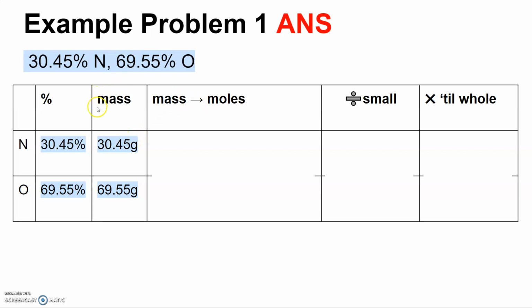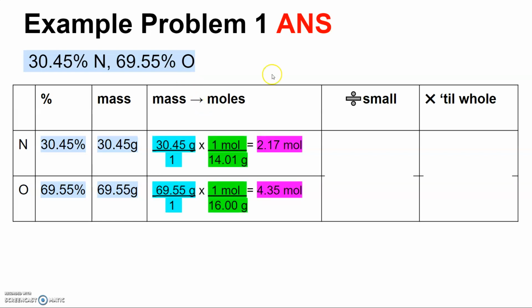Now the next step, after percent to mass, is mass to moles. We know how to convert from mass to moles, right? So we're going to use dimensional analysis. We take our given, which is the mass, over 1 times 1 mole over the molar mass, or I should say the average atomic mass that we get from the periodic table. And so here I've calculated the moles of nitrogen to be 2.17 and the moles of oxygen to be 4.35.